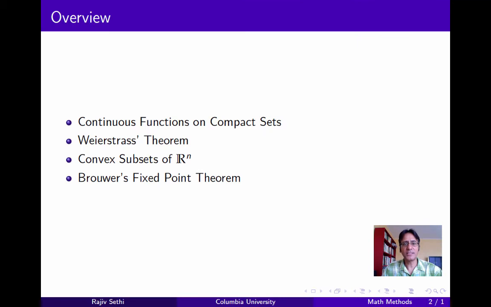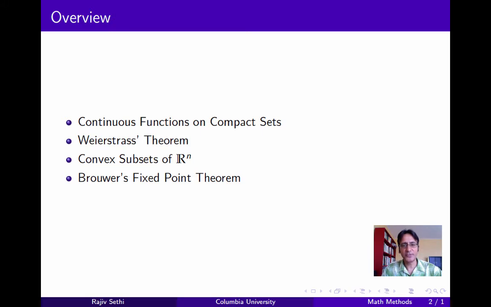We'll start by showing that the image of a compact set under a continuous function is itself compact, and this will take us to Weierstrass's theorem, which identifies conditions under which a real valued function attains its supremum and infimum. Then we'll define convexity for subsets of Euclidean space, and end by briefly discussing Brouwer's fixed point theorem, which identifies conditions under which a self-map on a subset of Rn has a fixed point.